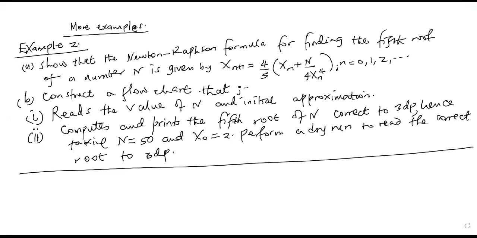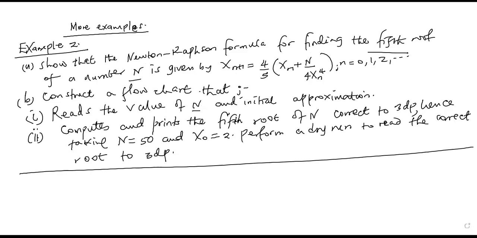And this is our example 2. They want us to show that the Newton-Raphson formula for finding the fifth root of a number n is given by this. Then we construct a flowchart that reads the value of n and the initial approximation, computes and prints the fifth root of n correct to 3 decimal places, and hence we take n as 50 and x naught as 2 to perform a dry run that reads the root to 3 decimal places. So let's first prove this out.